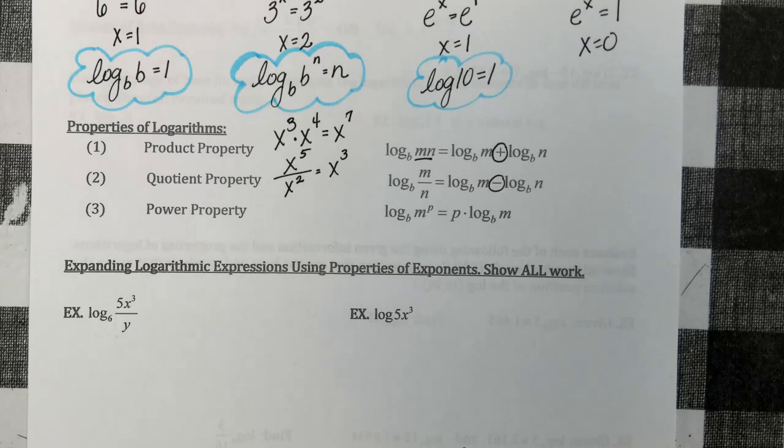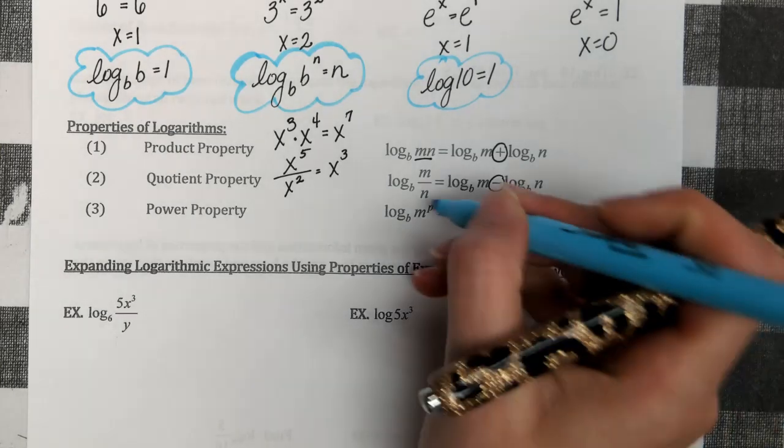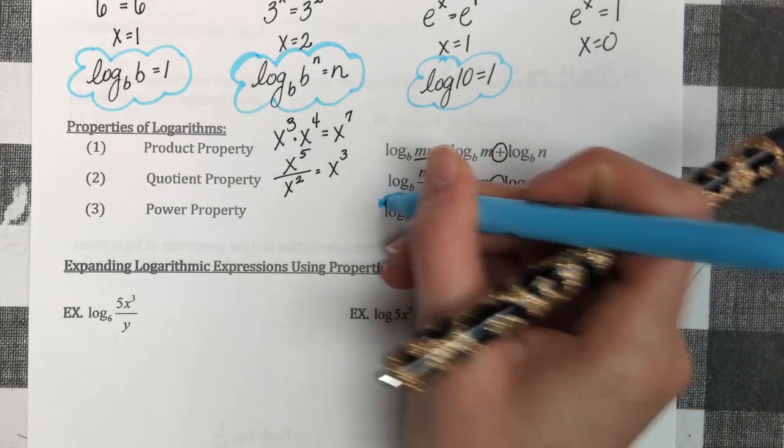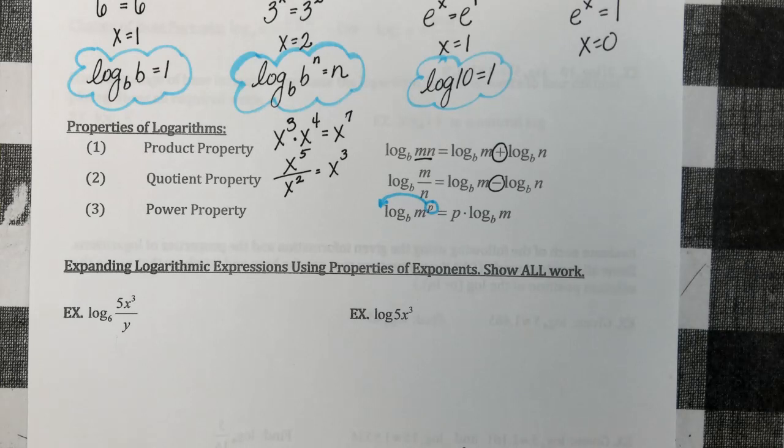Now the power property is if I have log base b of m raised to the p power, all that's happening is that outer exponent comes in front and is now a coefficient being multiplied by the log.